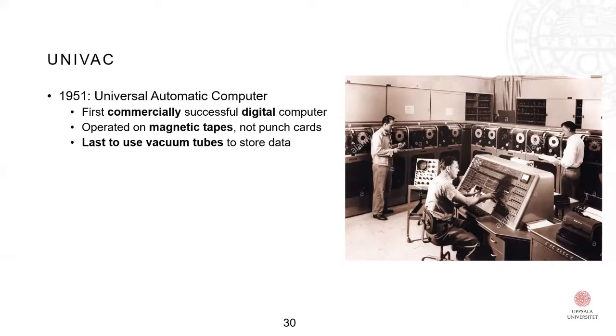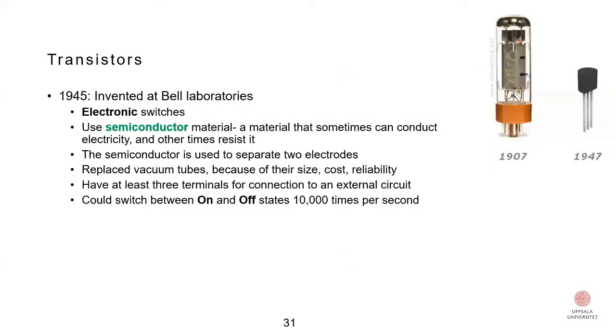UNIVAC operated on magnetic tapes, no punch cards anymore. And it was the last computer actually to use vacuum tubes, because there was another invention that changed the world. Let's see what it was. It was the invention of transistors.